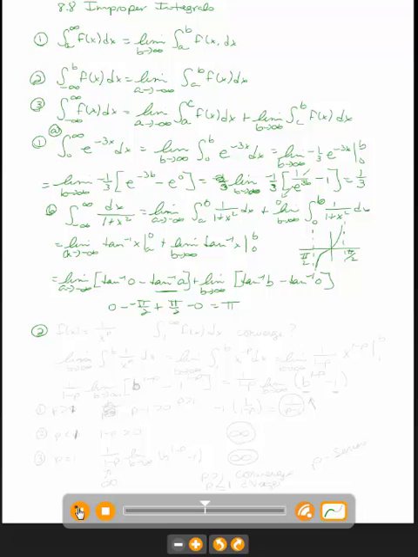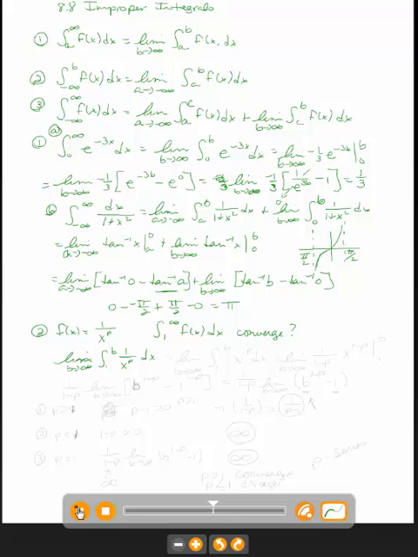It says, consider the family of functions 1 over x to the p, where p is a real number. For what values of p will the integral from 1 to infinity of f of x dx converge? All right, so we are trying to integrate that, which we're going to turn into a limit as b goes to infinity, 1 to b, 1 over x to the p dx.